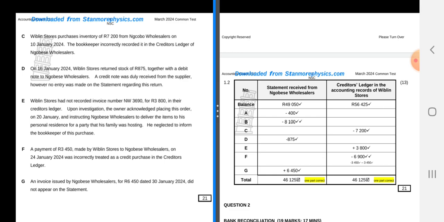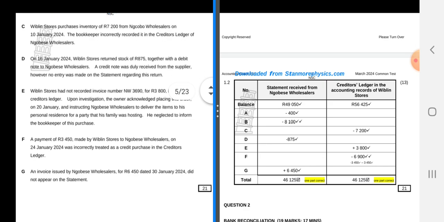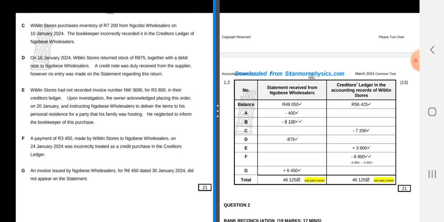And then for G, an invoice issued by Ngobeza wholesalers for 6,450 dated 30 January 2024 did not appear on the statement. So we add the 6,450. It is an invoice. It did not appear in the books of Ngobeza, in the statement, but it's there in the ledger.